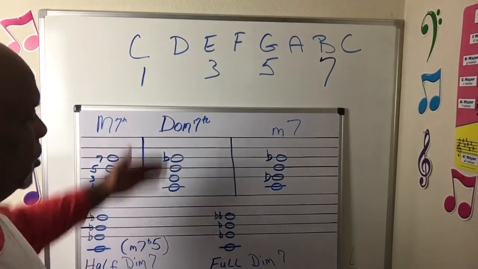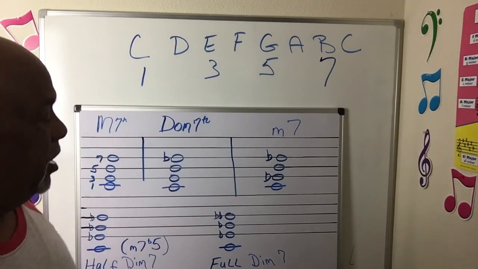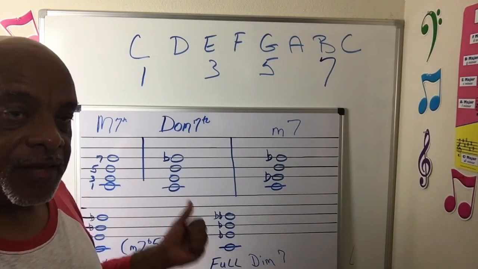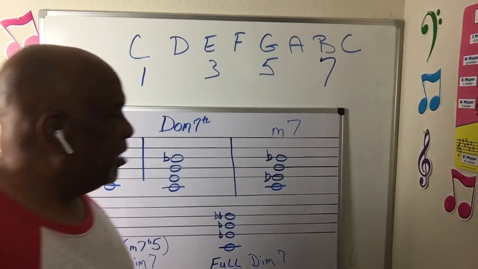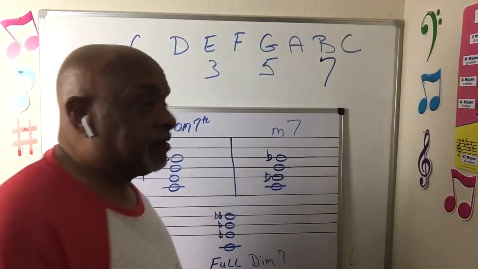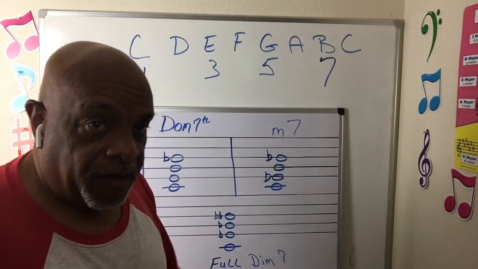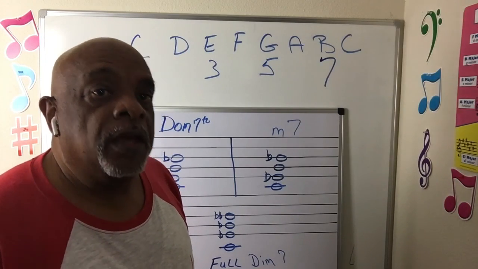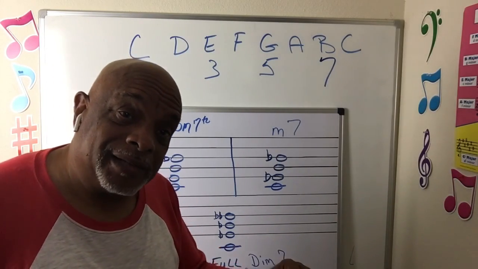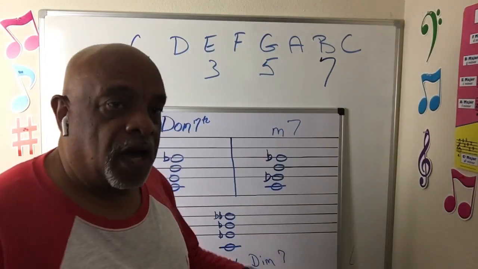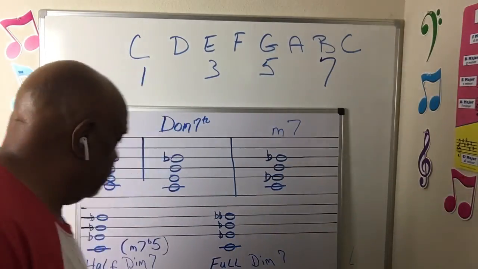All right. So in order to get a dominant 7th chord, you lower the 7th a half step. In order to get a minor 7th chord, you lower the 3rd and the 7th a half step. One more time, in order to get a minor 7th chord, you lower the 3rd and the 7th a half step. So let's move on.